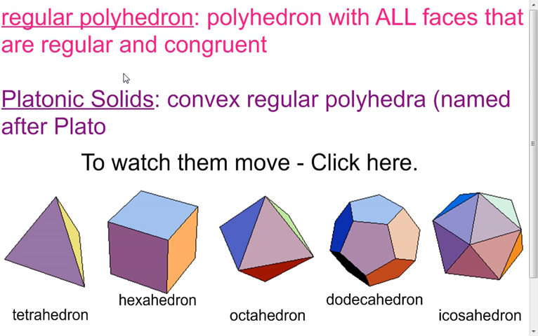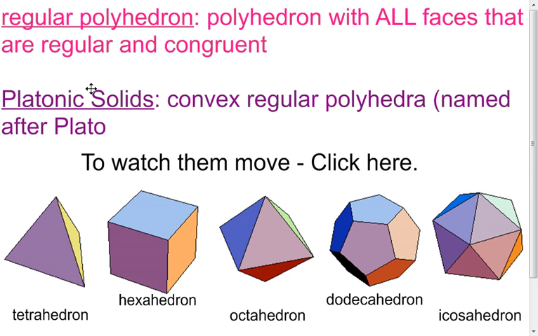My next one will be the regular polyhedron, and I want you to think back to just straight up polygons. We first talked about polygons, and then we talked about regular polygons. Well, in a regular polygon, all the sides are congruent, and all the angles are congruent. This is similar to that, other than it's going to be three-dimensional, and this is going to be made up of faces that are regular polygons, and those regular polygons are also going to be congruent.